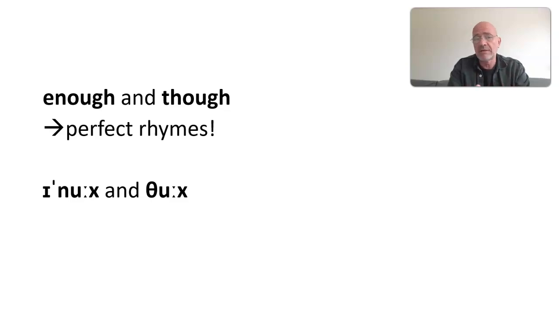Here, a very prevalent example, okay? Enough and though. They look like perfect rhymes. They are not. They were, okay, in Chaucer. Inuch and thuch. Perfect rhymes. Today, enough and though, nothing of that remained. This is a drastic example, but yes, it's like that, okay?